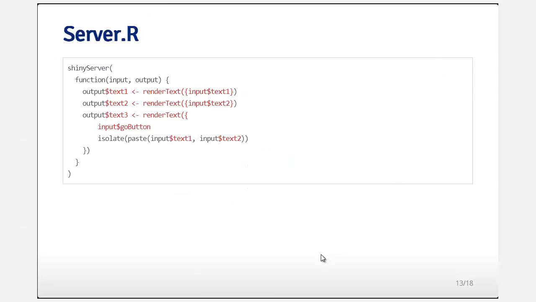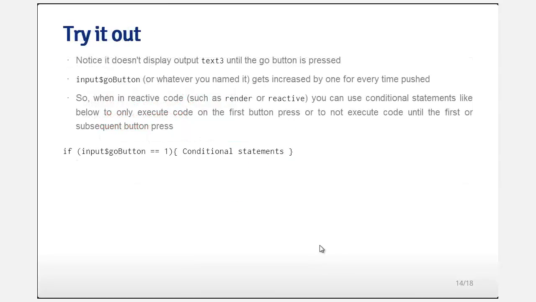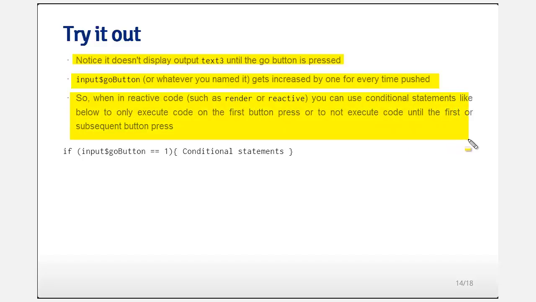And let's see, so I have another example here. Let me try to just discuss what we saw. It doesn't display text3 until the go button is pressed. The variable input$goButton gets incremented every single time you press the button. So you can actually use that to create conditional statements, sort of like if goButton equals 1, then you could say you've pressed the button once.